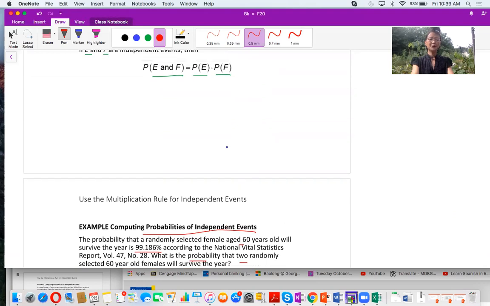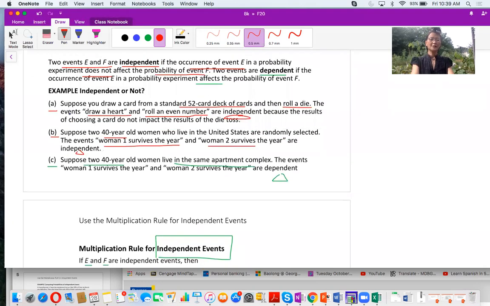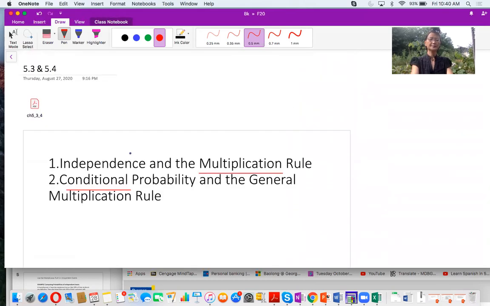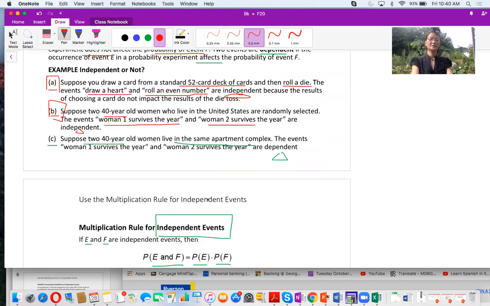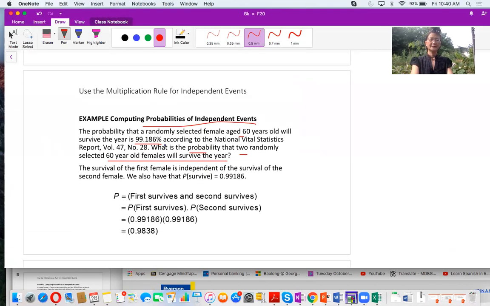So from this example, we know, it is here, this example here. If you randomly select two women, the survival of one woman does not affect the probability of survival of another woman. So these two women selected are independent events. The survival of the first woman is independent of the survival of the second woman.